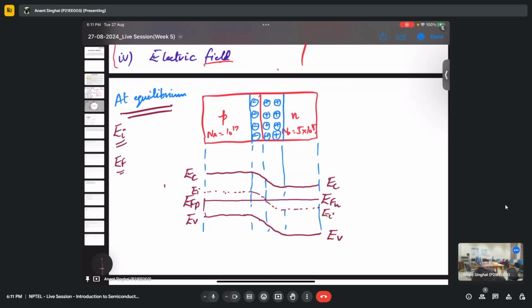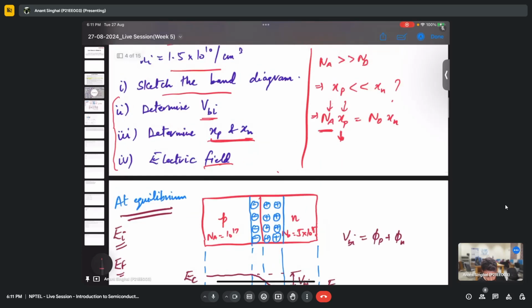Yes, sir. This particular difference will be nothing but q phi P, and this particular difference will be q phi N, as we discussed, and VBI is nothing but the sum of phi P plus phi N. So this is VBI basically. This will be the band diagram, and now coming to the VBI. Has someone calculated any answers for the VBI? This is quite straightforward now.